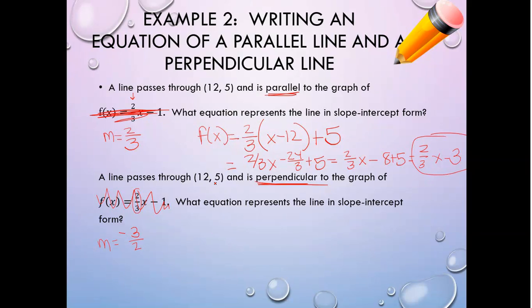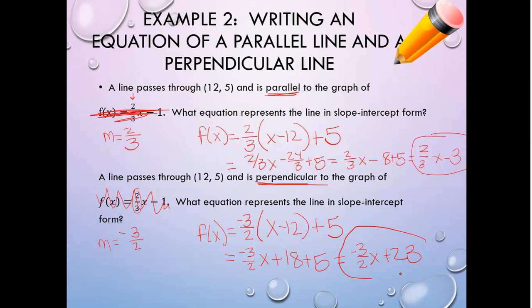So now I'm going to use my point, just like we did up here, and my slope. So I got f of x equals negative 3/2, parenthesis, x minus 12, moved right 12, plus 5. Let's do the inside. So I got negative 3/2 x plus 36/2, which is the same as 18. So I'll get negative 3/2 x plus 23 for my final equation.